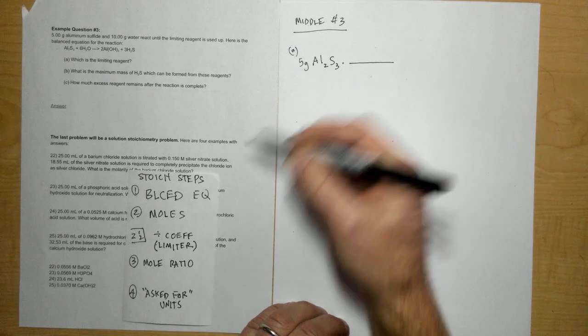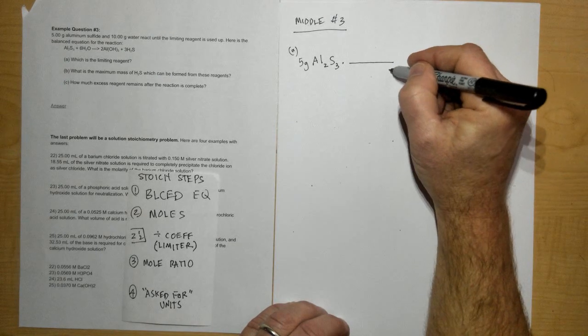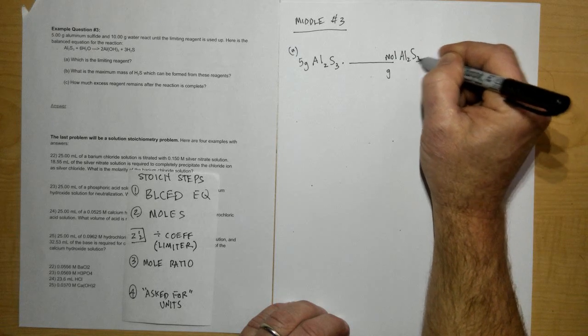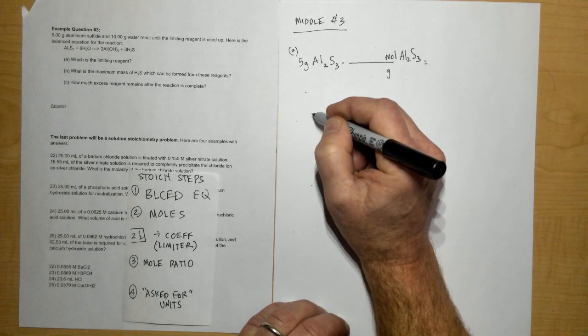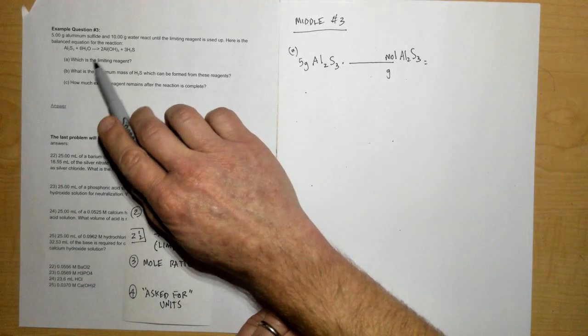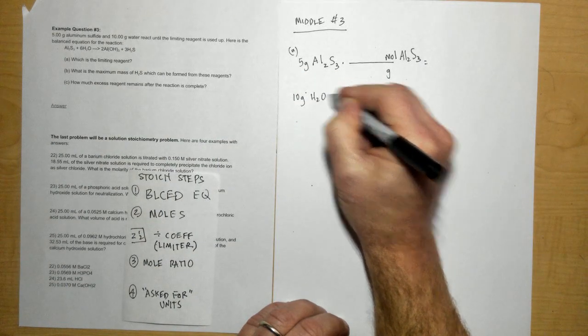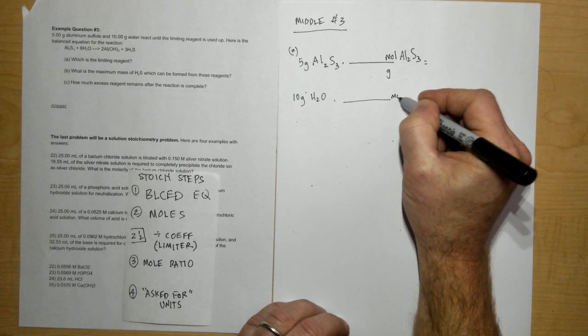Multiply sign, put a line, because we're going to convert to moles right here. So I'll put grams in a position where it's going to cancel. Moles of Al2S3 is my new set of units. Skip a line, and then I'm going to take my water, 10 grams of water, and I'm going to convert that to moles.